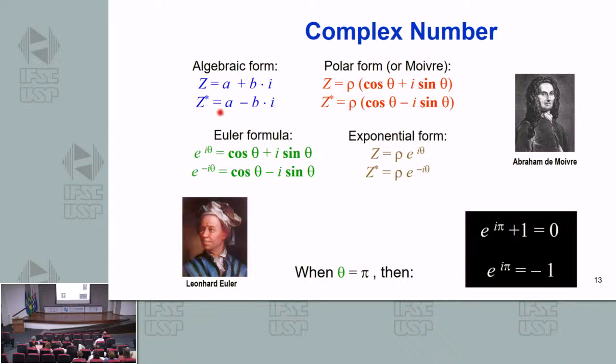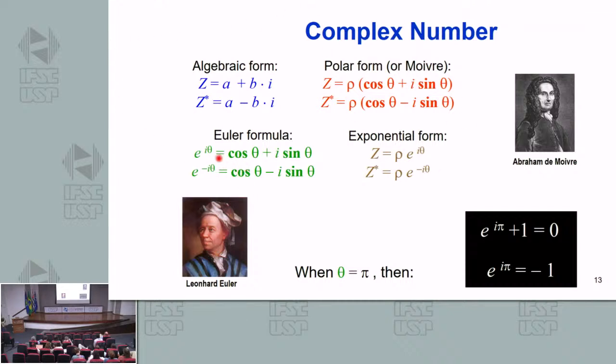This is the conjugate of the complex number. The polar form is Z equal to the modulus rho, cosine phi plus i sine phi, and this is the conjugate. Then we have here the Euler formula. Euler was a Swiss mathematician, very well known. He proposed this formula here.